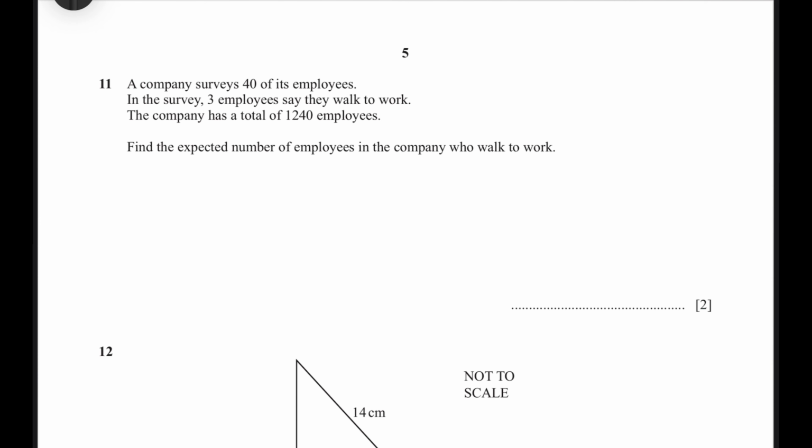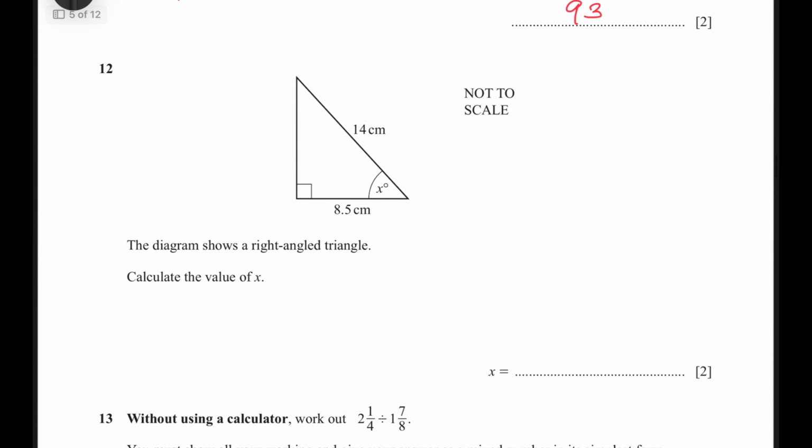Okay, so see, first of all, we have to get the ratio. How many actually walk? So it's 3 out of 40 who walk. Okay, so this is the ratio. And how many are the total? So you multiply them with 1240. Okay, you cancel this thing. We know that 124 is divisible by 4. Yeah, that's divisible. So this goes 1 times. This goes 31. Using the calculator, 31 times 3 is how much? 93. So this is 93. So the employees in the company who walk to work is 93. Okay, now the 12th.